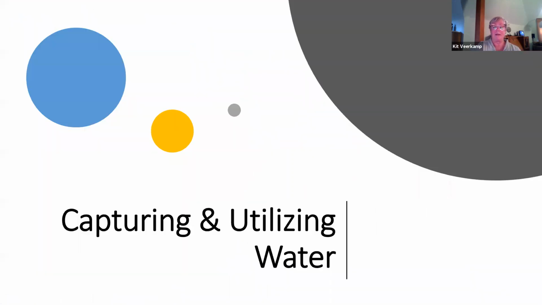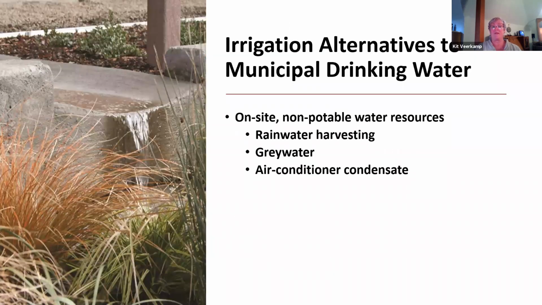So I'm going to talk a little bit about capturing and utilizing, especially storm water. There are irrigation alternatives to using municipal drinking water that comes out of your water meter. So by catching rainwater or utilizing gray water, and even if you have a large air conditioner, you can utilize that condensate a bit. That'll help save.